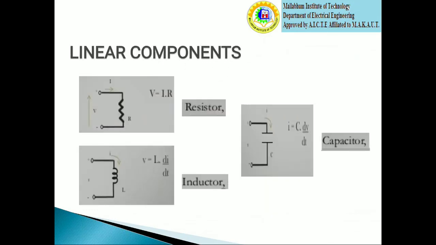Resistor, inductor and capacitor are the three linear as well as passive elements of the circuit. Why linear? Because they obey the superposition theorem. And why passive? Because they do not have the capability of producing or generating energy, whereas they consume energy from another source.